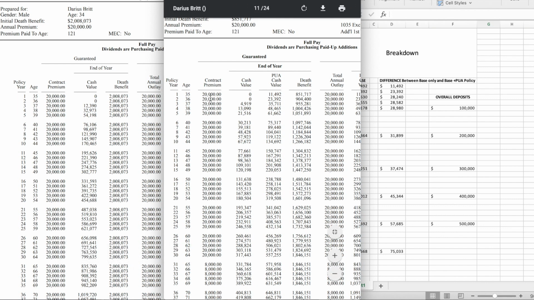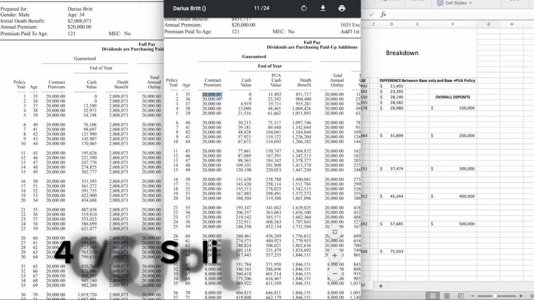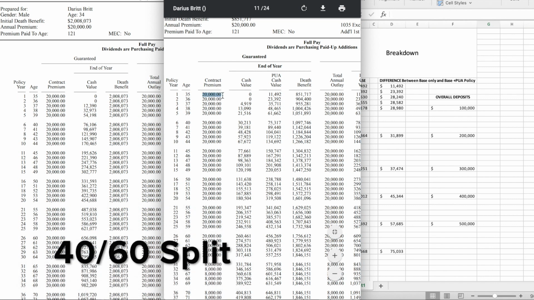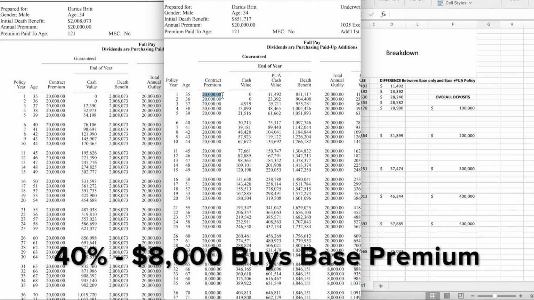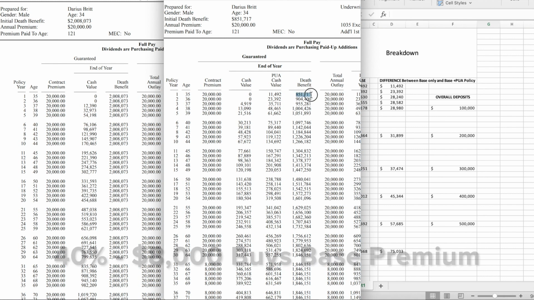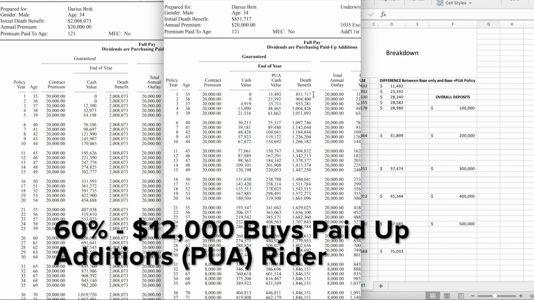However, the difference with this policy is we adhered to a 40-60 split. What do we mean by that? 40% of this $20,000, or $8,000, bought Darius $851,717 worth of death benefit. So we split this up into two pieces. And the rest of the money, the 60%, or $12,000, bought paid up additions.